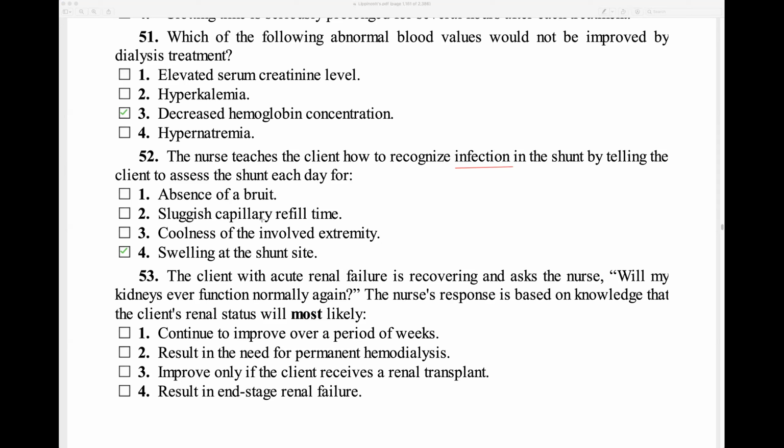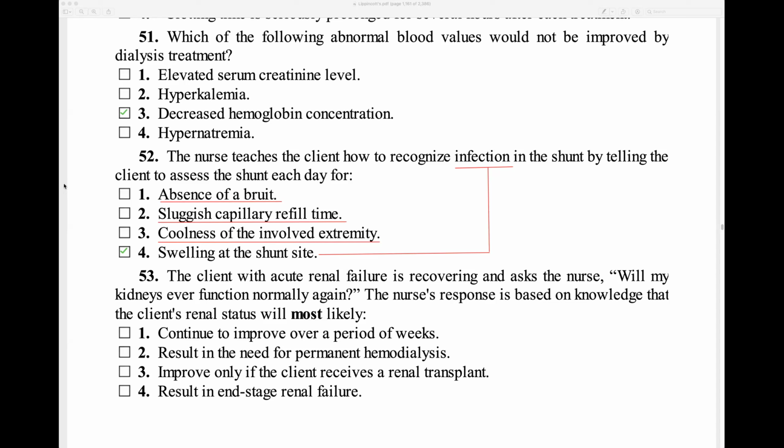The nurse teaches the client how to recognize infection in the shunt, not circulatory problems. You see, choice one is a circulatory problem. Choice two is a circulatory problem. Choice 3 is a circulatory problem, but it asks you, how did you teach the patient to recognize the signs of infection? Okay? So does that make sense why choice 4 is the answer?